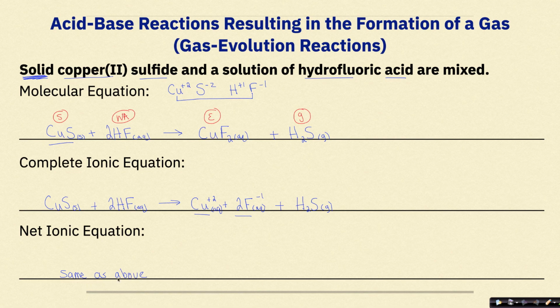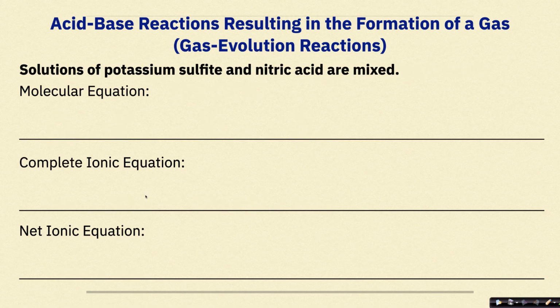That is absolutely acceptable. So this is a situation where we have a double replacement coming together between a sulfide ion and a hydrogen ion to produce the gas H2S. Let's look at another example. Solutions of potassium sulfite and nitric acid are mixed. Let's start with potassium sulfite.